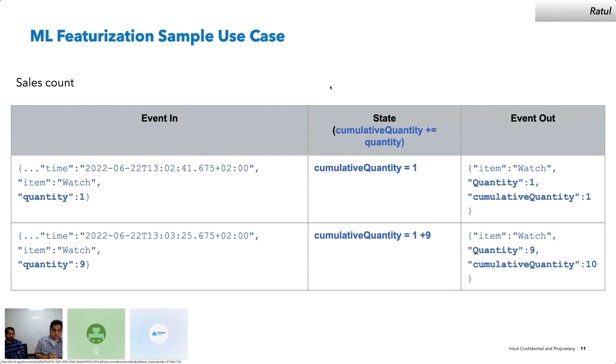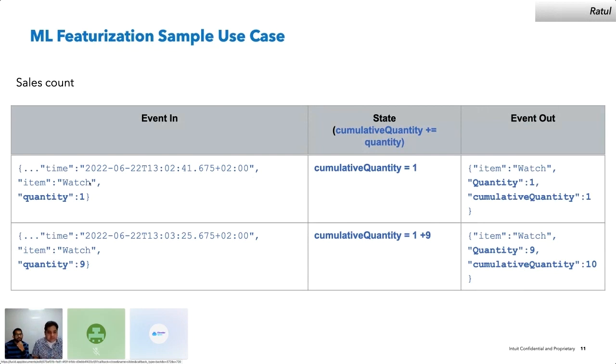And that is the output. Now, the middle column is the state. If you are writing a Java or Python program, that's a variable that you are using. But whenever we are talking about Beam, the state has to be persisted somewhere for fault tolerance and restartability, right? Otherwise, you will lose the state.